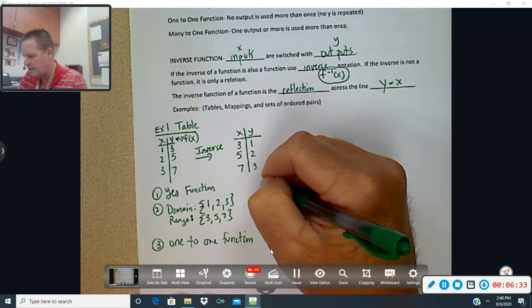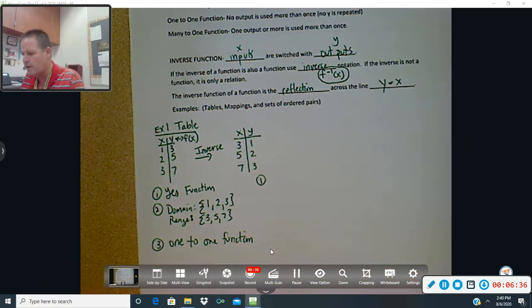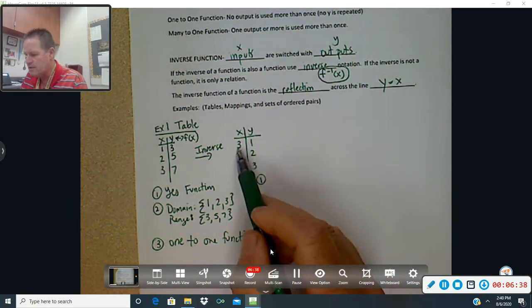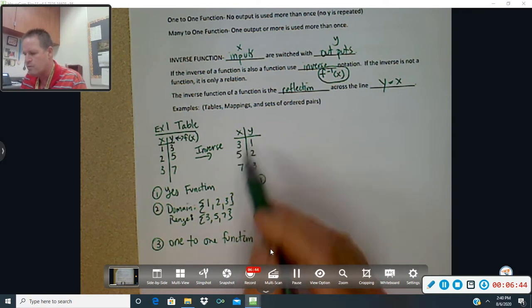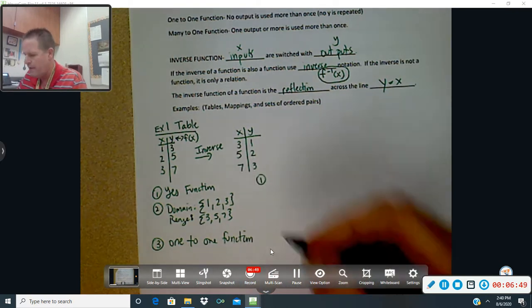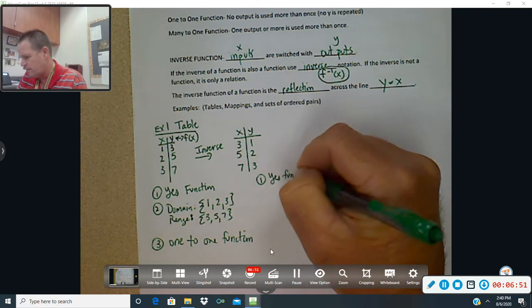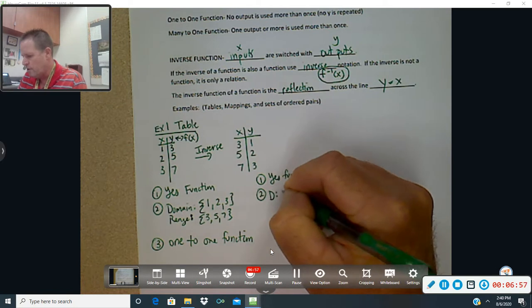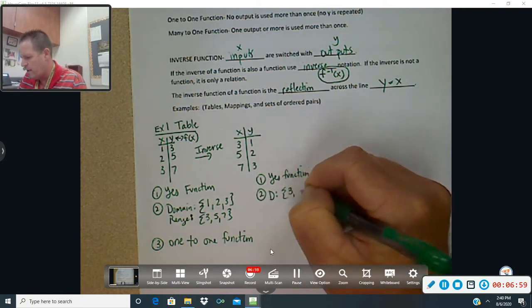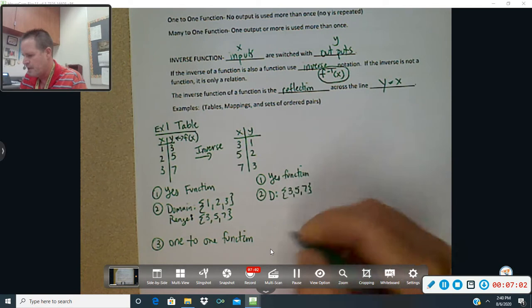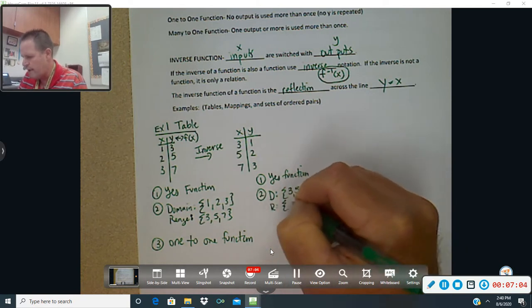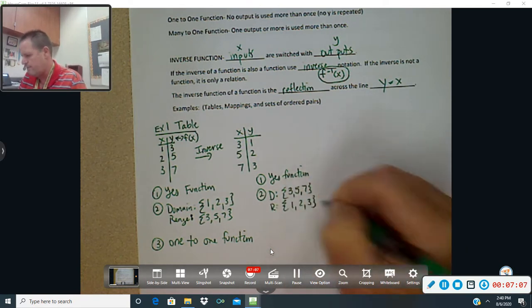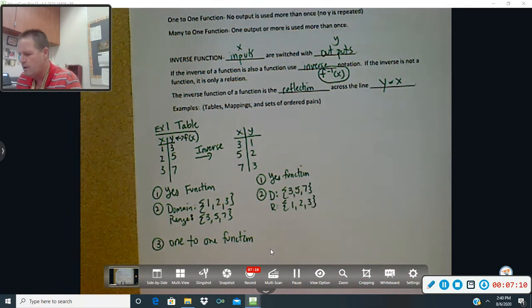And now we're going to check to see if it is a function. So looking at this table, do we have a function? Well, does each x have only one y answer? 3 has one answer, it's 1. 5 has one answer, it's 2. 7 has one answer, it's 3. So yes, it is a function. Okay, number 2, what's your domain and range? Domain is going to be all the x's, 3, 5, and 7. And then your range is going to be all your y's, 1, 2, and 3. Okay, so there is your domain and range.